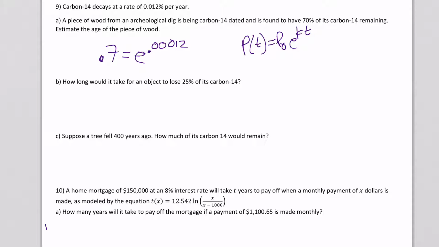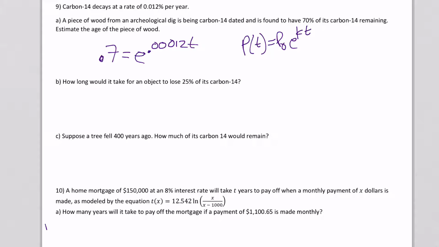So 0.7, which first off, why did I get 0.7? Well, we played the game on the other one. Imagine that I started with a 100-gram sample. I would have 70 grams left if 70% remained. Then my first step would be to divide by the 100. 70 over 100 is 0.7. So 0.7 equals e to the power of 0.00012 times time. And we want to find time, so solve this for t.